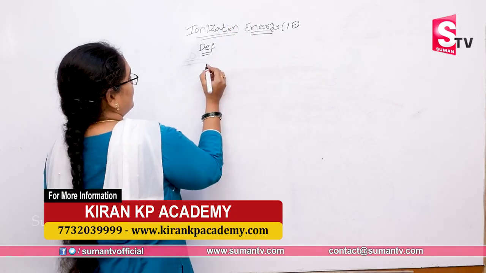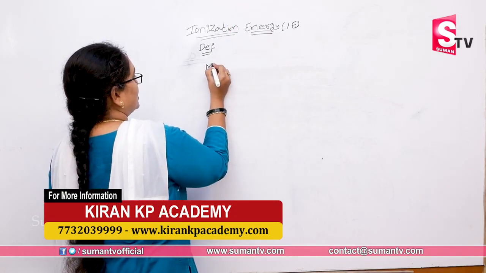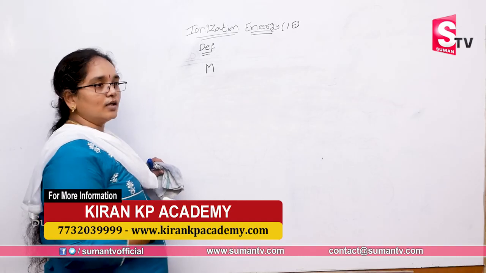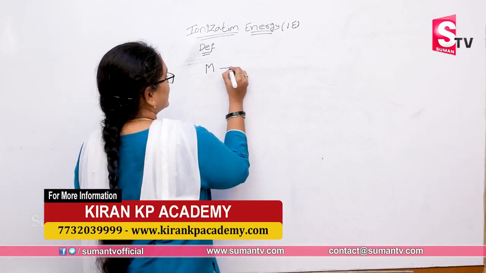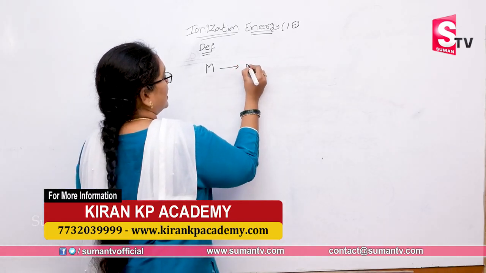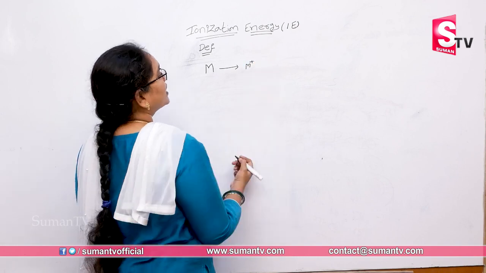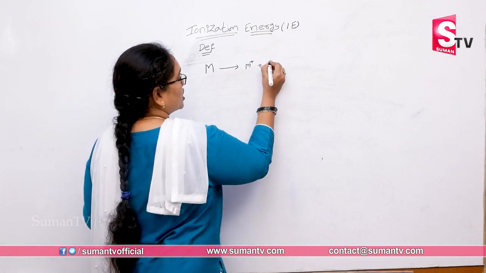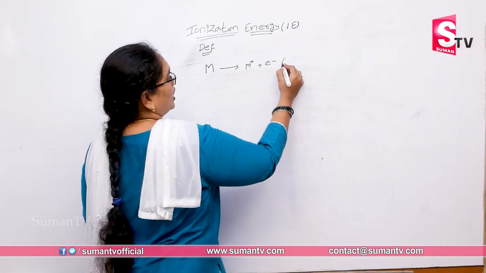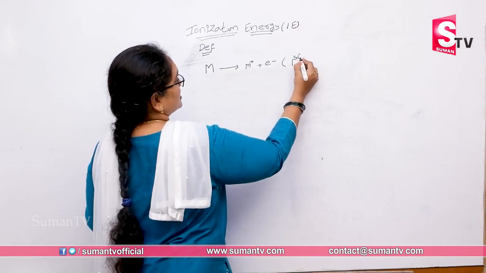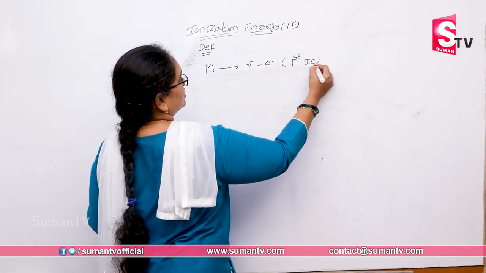Then, if you take a metal, M generally refers to metal. I am removing the first electron from the metal. By the removal of 1 electron, it becomes M plus, as it lost 1 electron. This we call the first IE, first ionization energy.